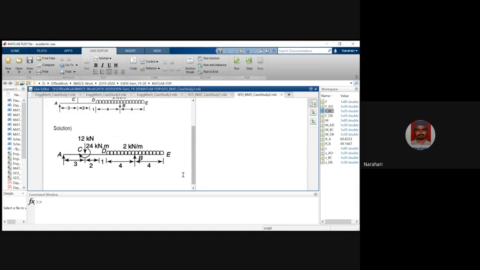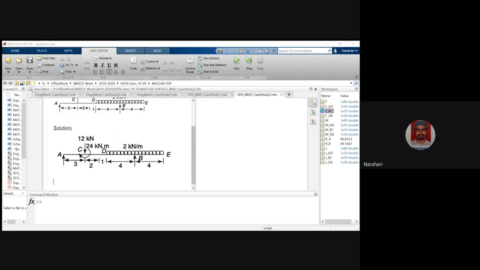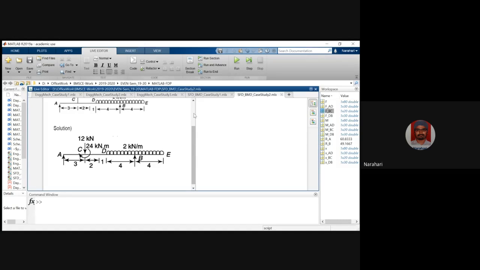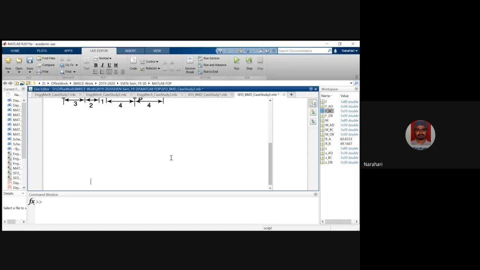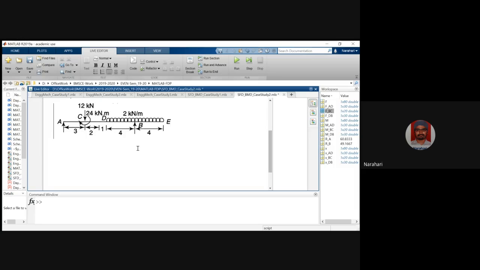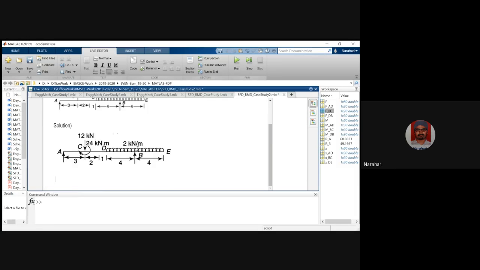So you can see this is the beam. You will get now the standard again. I'll just copy paste this whole thing for your reference. Let me see. Oh my God, what happened? I have copy pasted, but apparently it has not come properly.